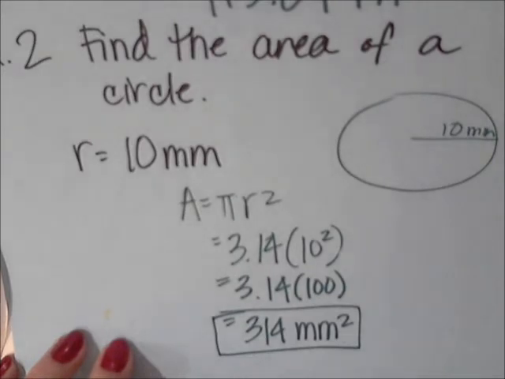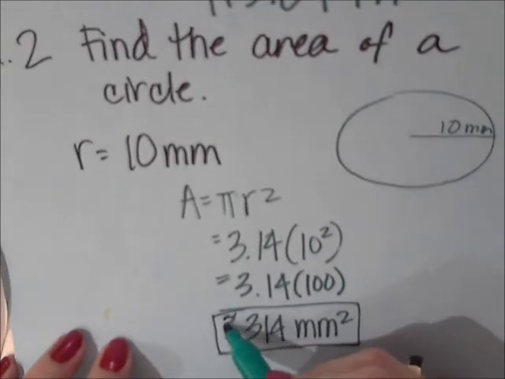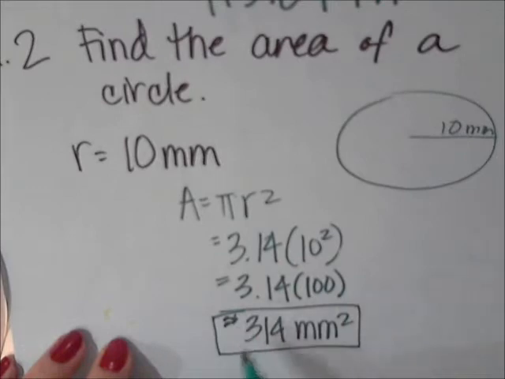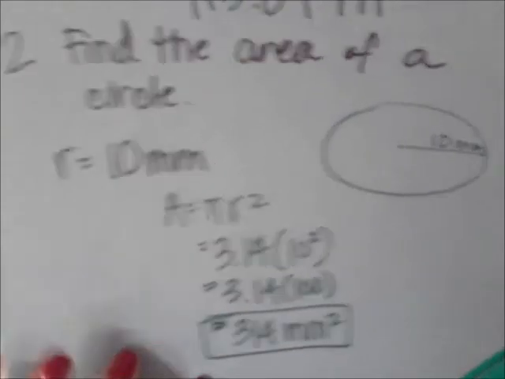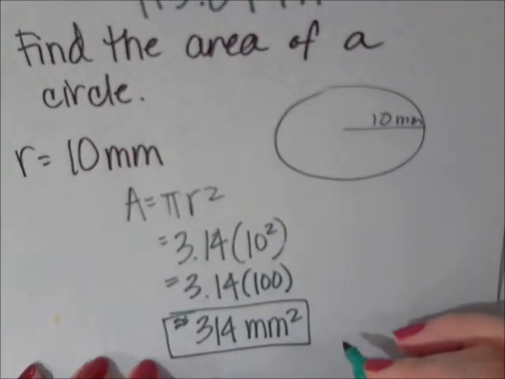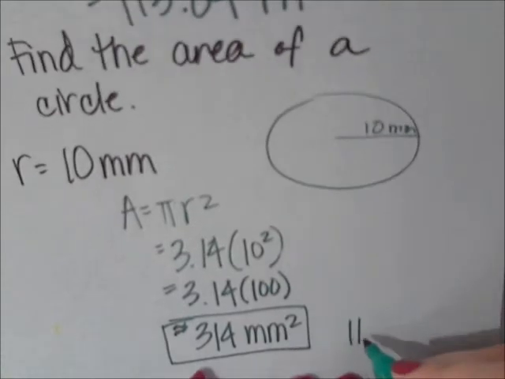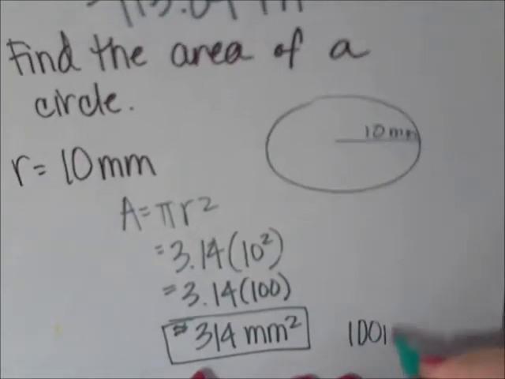Actually, I should tell you that it's better said that it's approximately, because 3.14 is rounded, so that is not the exact answer. In fact, we can answer this question in terms of pi, and we would get 100 pi.